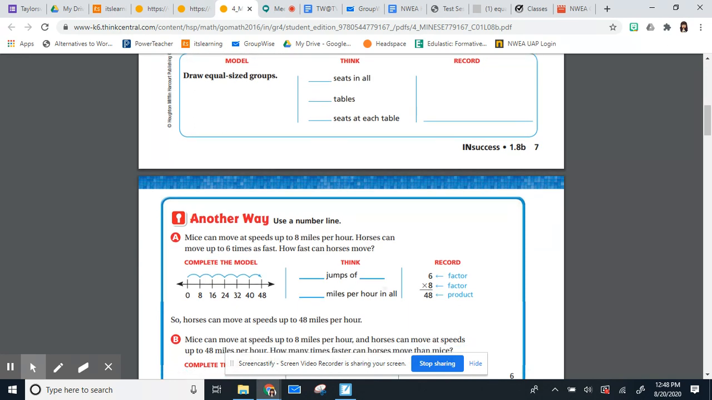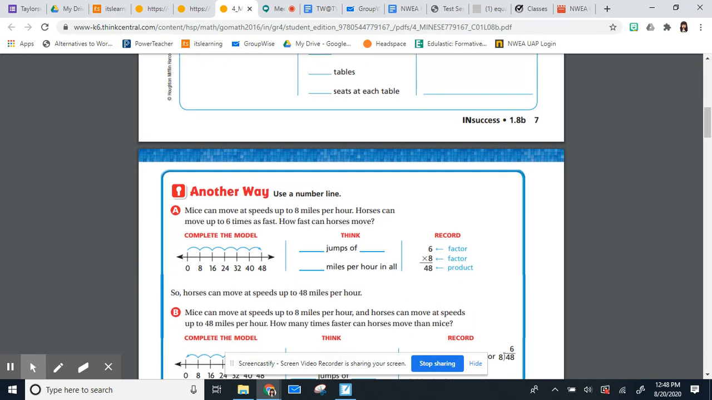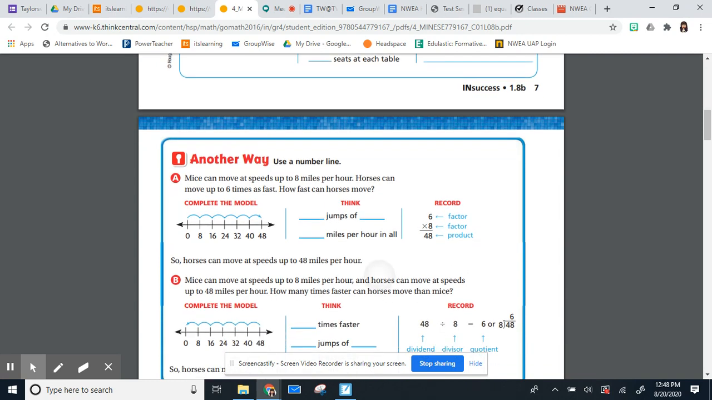So this is a number line method that you could use. I'm just going to briefly cover what this is. So what we're trying to divide or multiply here is 6 times 8. Okay, so you see how we start all the way at 0, and then we skip by 8. So all you're doing here, you're just skip counting by 8 until you get to 48, and then you count how many times you have to skip count. So there were 6 jumps of 8, so 48 miles per hour in all.